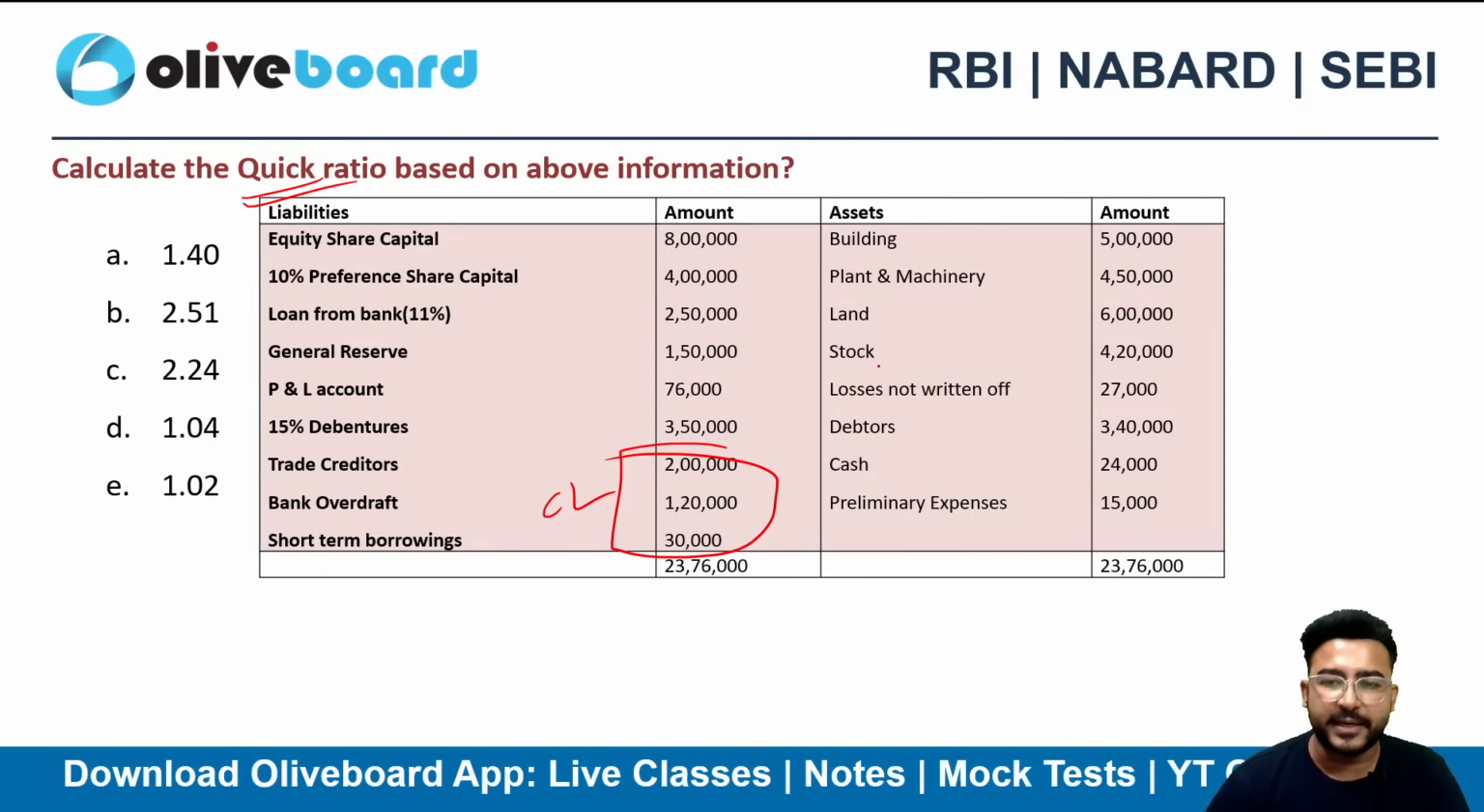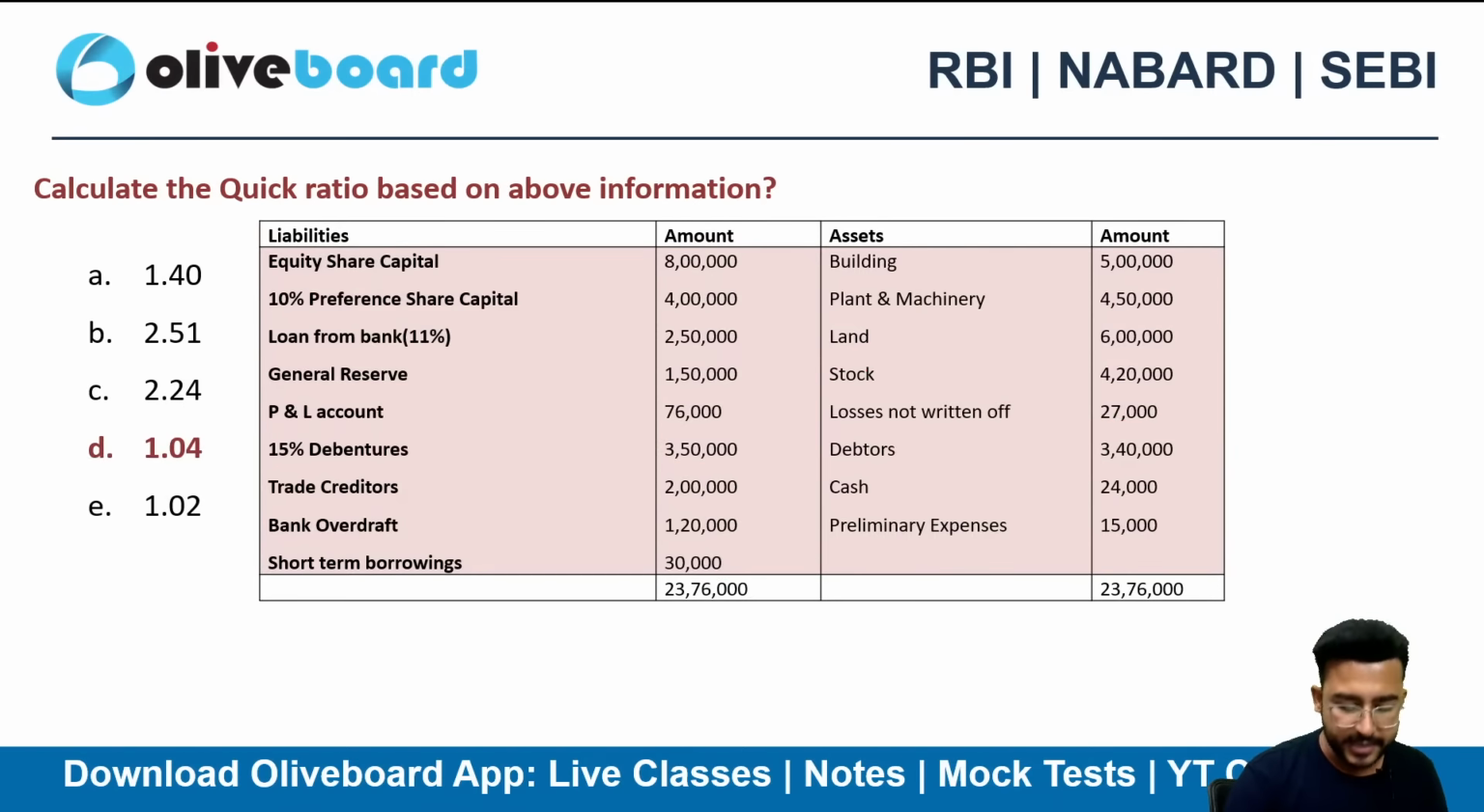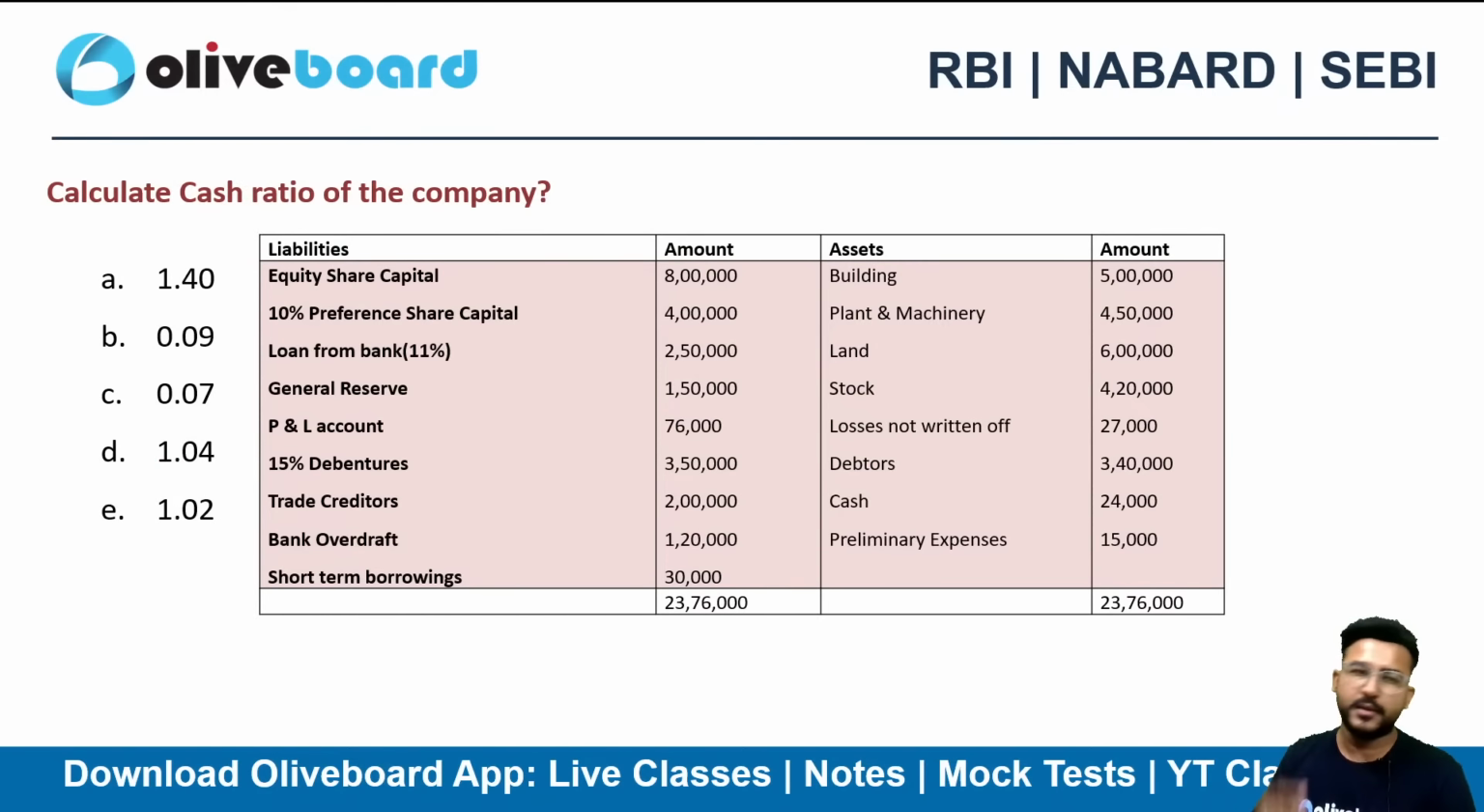What about the quick assets? Stock I won't be taking. Debtors and cash I can take. So this will be my quick asset. So quick asset divided by current liability here will be the correct choice. A very simple one. Here the answer should be 1.04. Next we need to calculate the cash ratio.